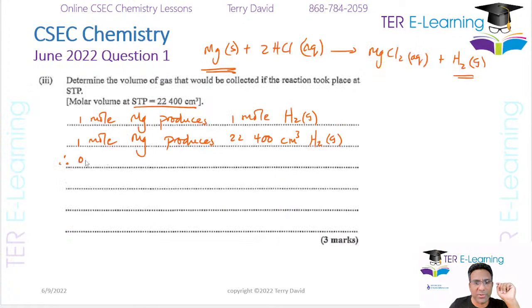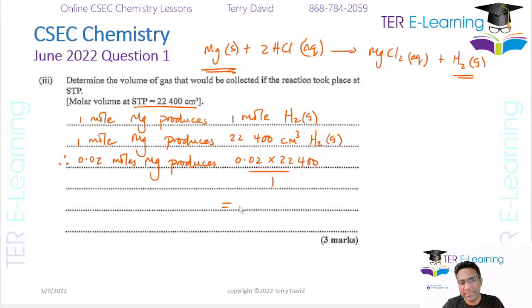So, therefore, 0.02 moles Mg produces, right, and I'm going to cross multiply again, so it's going to be 0.02 multiplied by 22,400 all over 1, and when I work this out, that's the answer there. So 0.02 multiplied by 22,400, and I'm going to get 448 cm³, and that's it there for 3 marks.